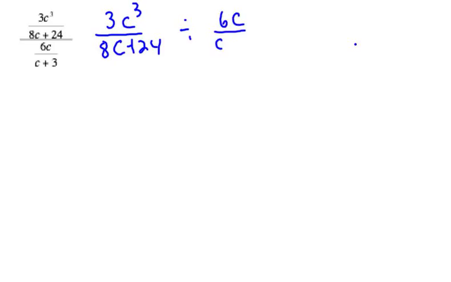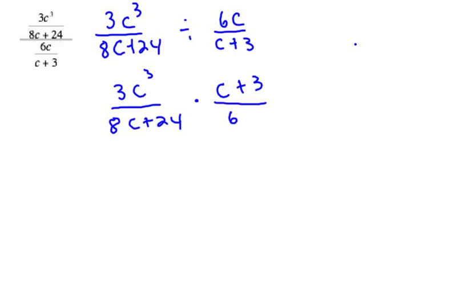multiply. So remember, that means I have 3c cubed over 8c plus 24, divided by 6c over c plus 3. So I'm going to flip the second one. That's 3c cubed over 8c plus 24, and now flip the second one, c plus 3 over 6c.